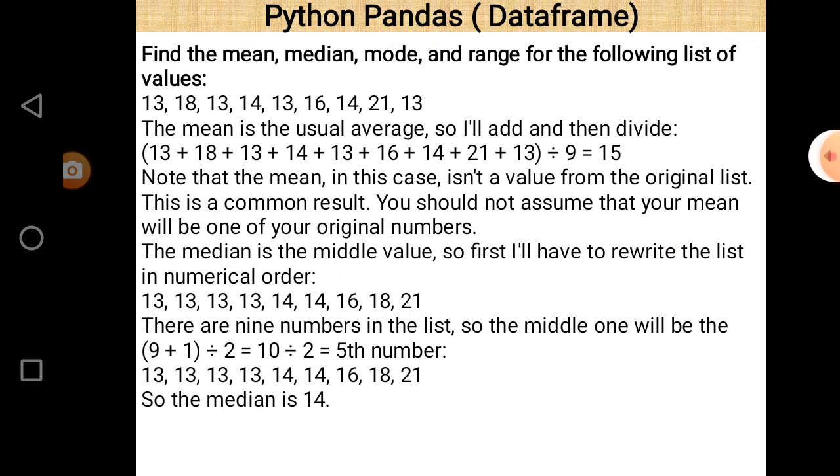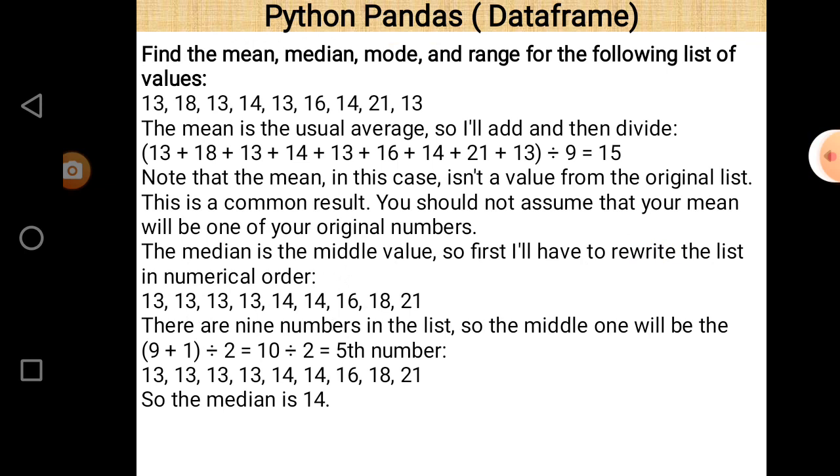Mean means average value. So there are some values, and these are 13, 18, 13, 14, 13, 16, 14, 21, 13. These are actually 9 values. To find out the mean, first of all add these values, and after that divide by 9, because the total number of values is 9. We got a value which is 15 in this case, and 15 is the mean. To calculate a mean, it is very simple: just add all numbers and divide by the total number of numbers. We got the mean, which we can also call the average.